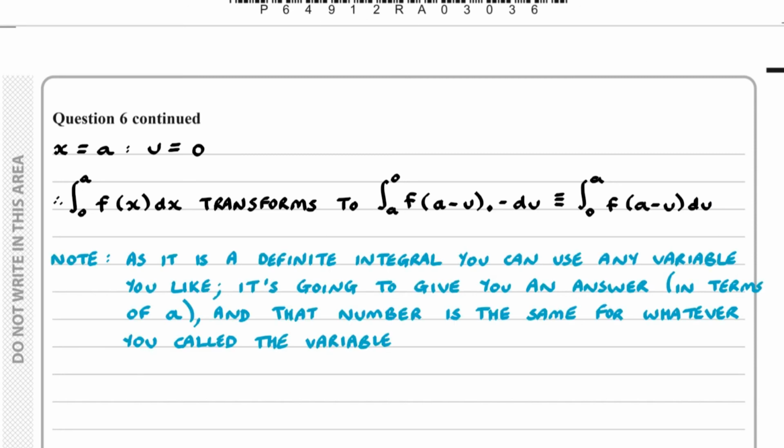Now here, as it is a definite integral, you can use any variable you like. It's going to give you an answer in terms of a, and that number is the same for whatever you call the variable. So whether I have a u in this integral and I get some answer, or whether I have a t or an x, it doesn't make a difference, because I've got a definite integral. Whatever variable I use, my answer will be the same in terms of a. And so therefore, we replace u with x.